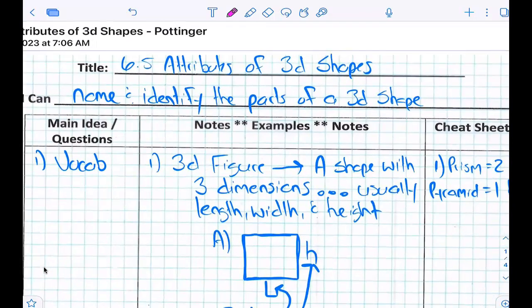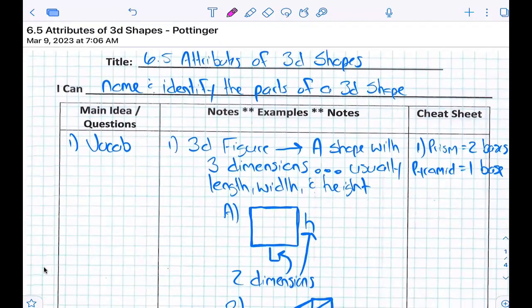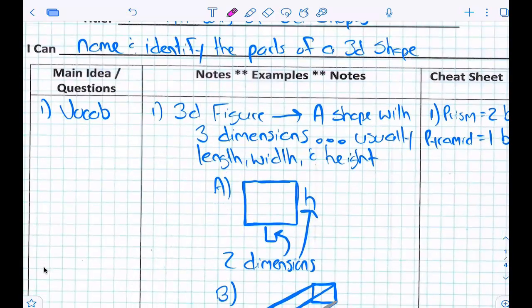We're doing 3D shapes, yes? Yes. And all we're doing is naming and identifying the parts of 3D shapes. Yes. Okay.